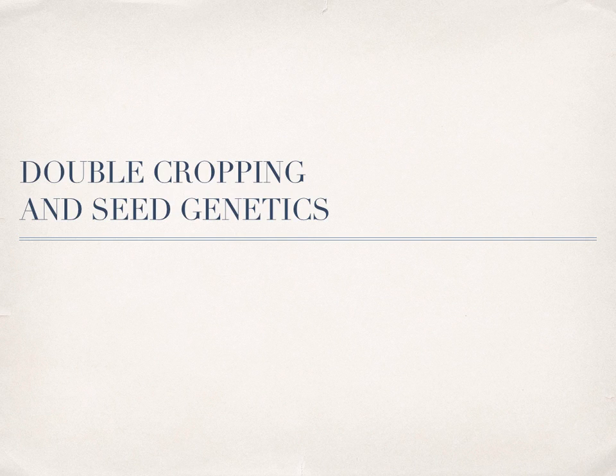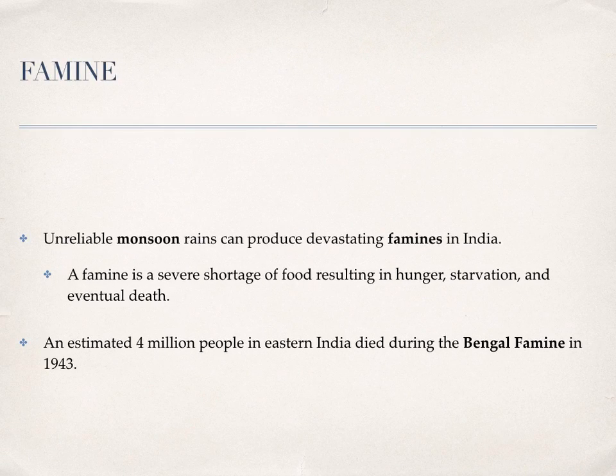Double cropping and seed genetics. Famine. The monsoon rains in India are unreliable. Some years they come, some years they don't arrive at all. In the past, if they didn't arrive, there would be a devastating famine somewhere in India. A famine is a severe shortage of food that results in hunger, starvation, and death.